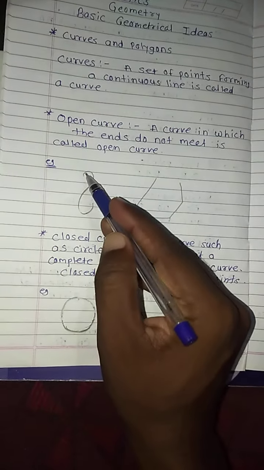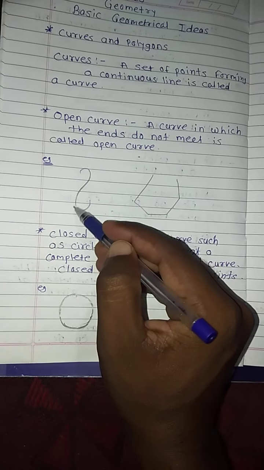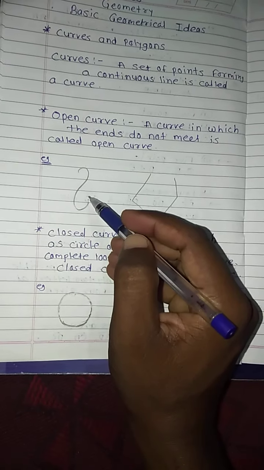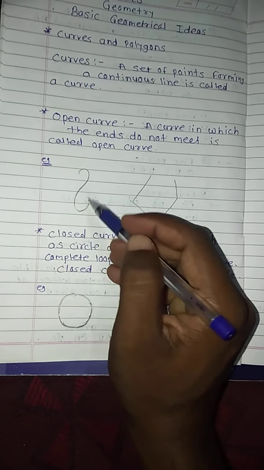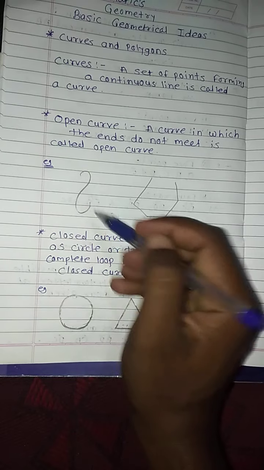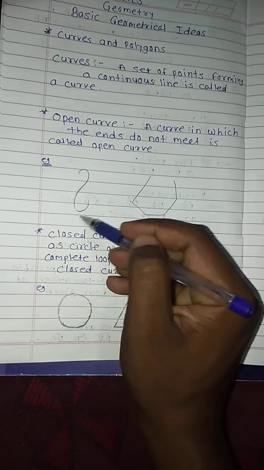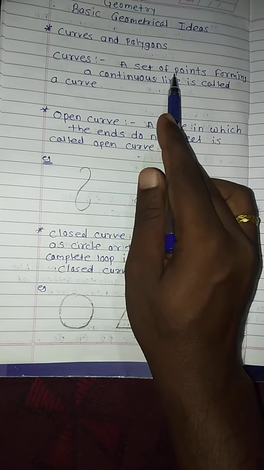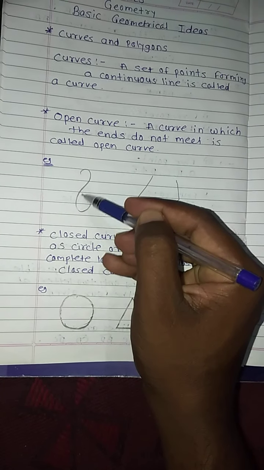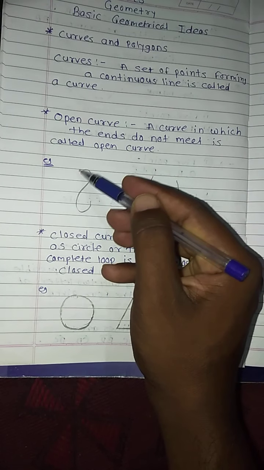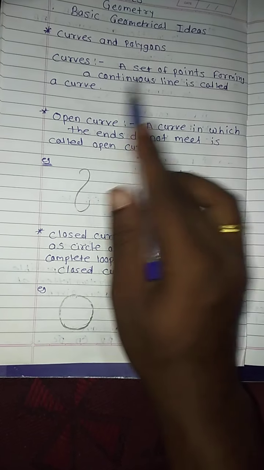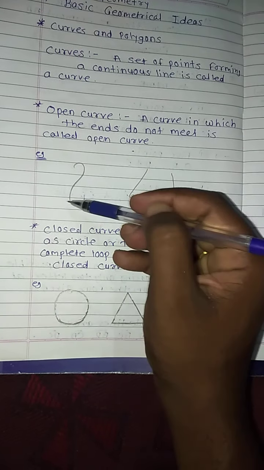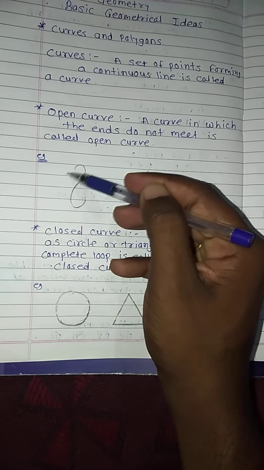You can observe this figure. This is your figure, and this is your initial point and this is your terminal point, or end points. These never meet anywhere, then we can say that this is an open curve. And what is meant by a curve? A curve is a set of points, means here there are an infinite number of points joined together with a continuous line. This is one kind of curve, and if you observe this figure, this is an open curve.